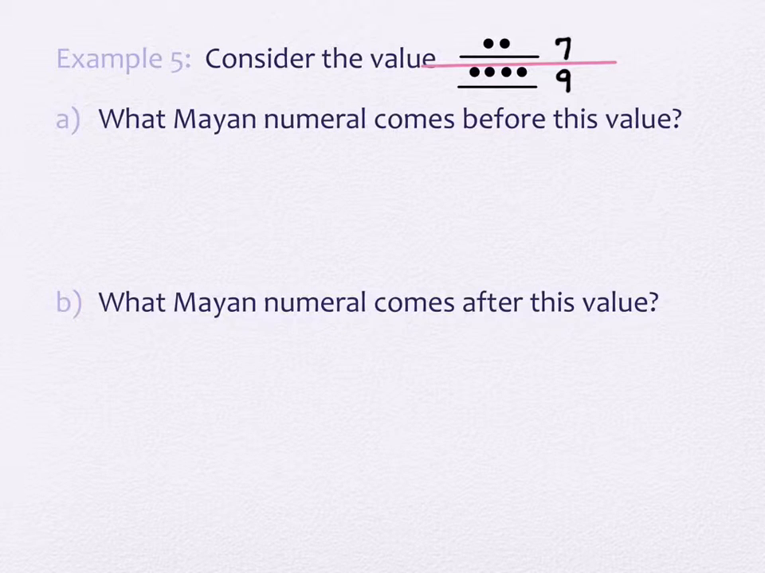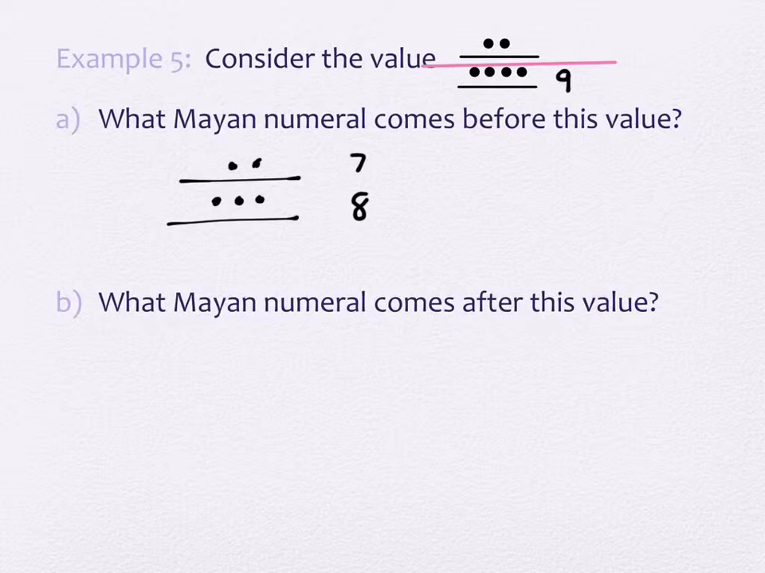So the first question asks us, which Mayan numeral comes before this value? Well, coming before means taking one away. I need to take a dot away. From where? The bottom. Because the bottom dots are my ones place. So the two dots on top stay. The line stays. And I have three dots that stay on bottom with the line. The number that comes before removes a dot from the bottom. Right? So if I actually wrote this out again, I would have seven here and eight here. Right? I removed one. We're going to talk about the sevens and the eights in a minute, but how about coming after this digit?